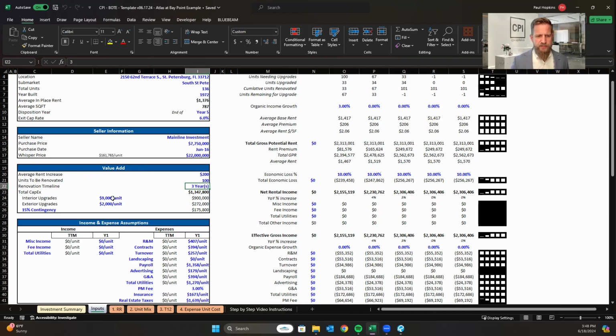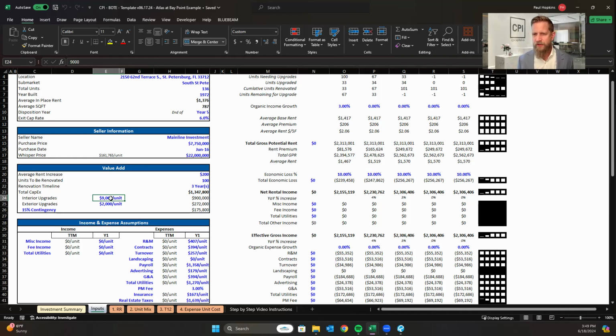Interior upgrades and exterior upgrades. Again, this is information that you could either get straight from the broker if you don't know, or contractors or property managers. So this is definitely a number that you're going to get more and more familiar with. And this number changes based on the quality of finish, the market demographics, and what the current finishes look like.